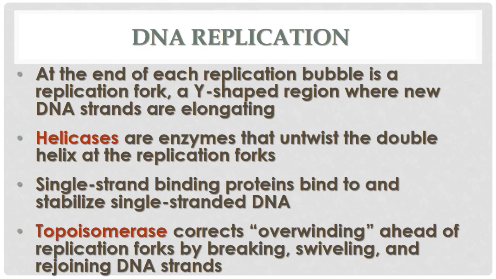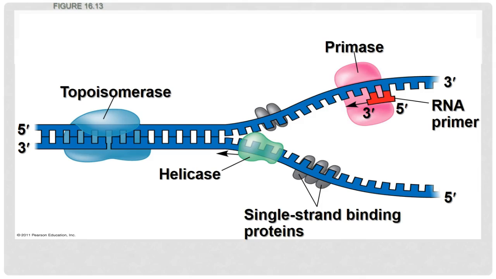Topoisomerases correct the overwinding. When you pull two strands apart that are wound around each other, they end up getting tighter at the end away from where you're pulling. And topoisomerases are enzymes that actually cut or break the DNA and swivel it around and then rejoin it together so that you don't end up with that overwinding occurring.